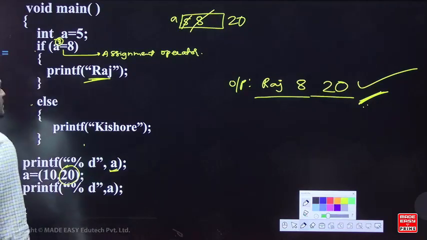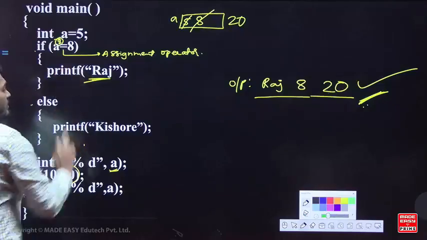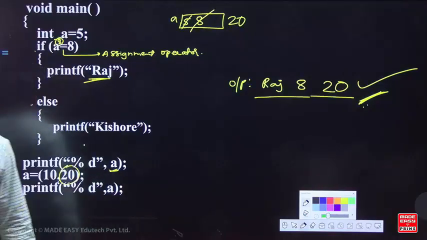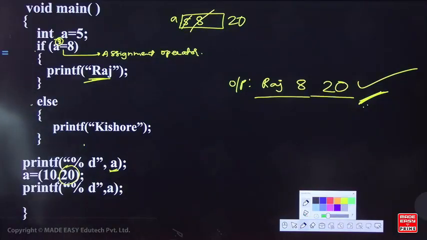How is Raj getting printed? Remember, in the if condition, that is becoming true. I told very clearly. Muhammad Ali, what happened?